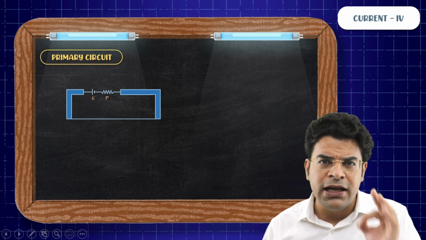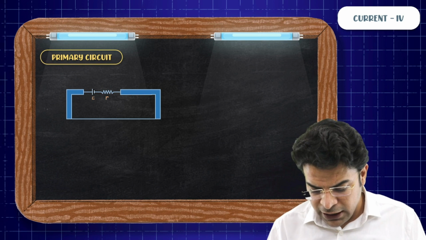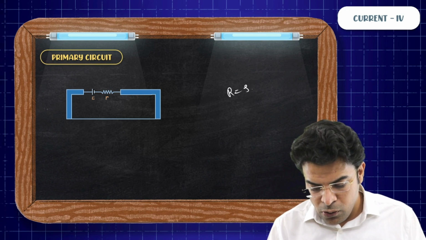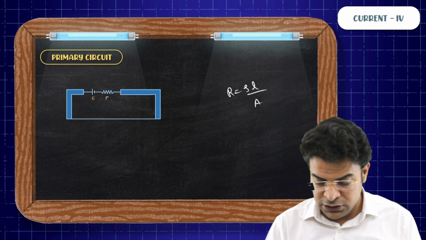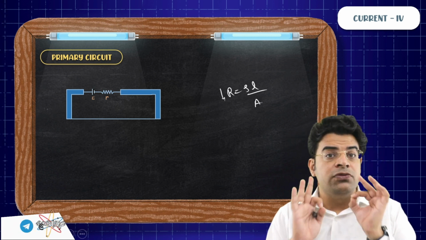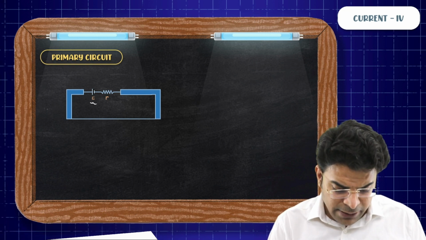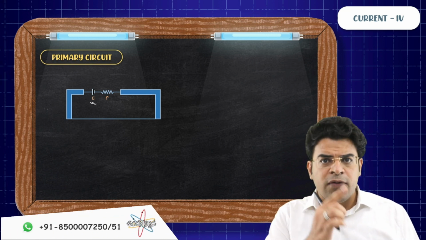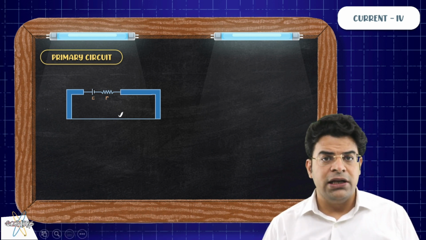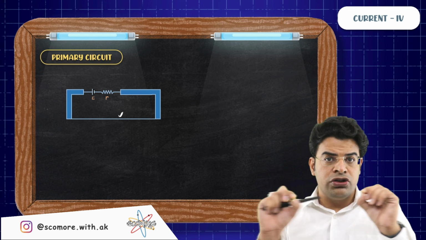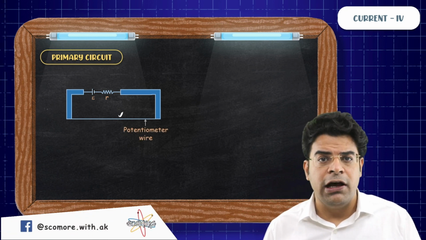When you have thick metal plates, their cross-sectional area is large, and we know that resistance equals rho L by A. So if the cross-sectional area is large, the resistance of these metal plates will be small. Now, because of the EMF of the cell, some current flows in the circuit. When some current flows in the circuit, there is some potential drop across this wire. This wire is called the potentiometer wire.